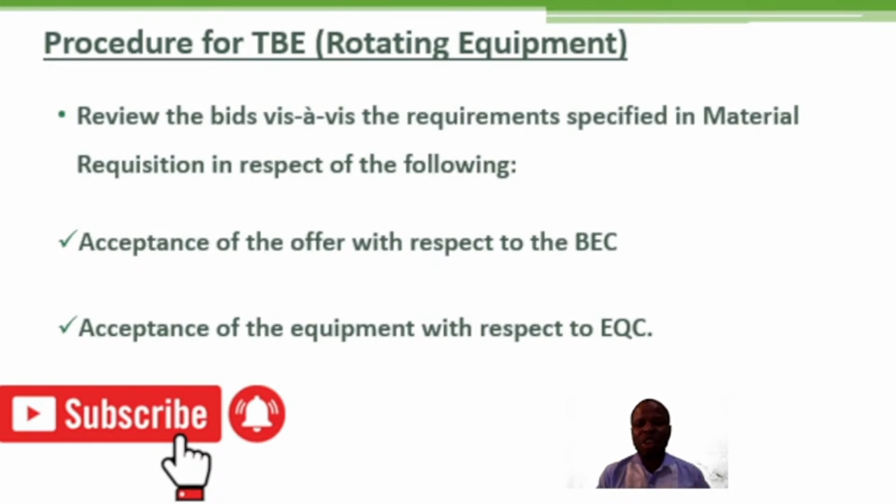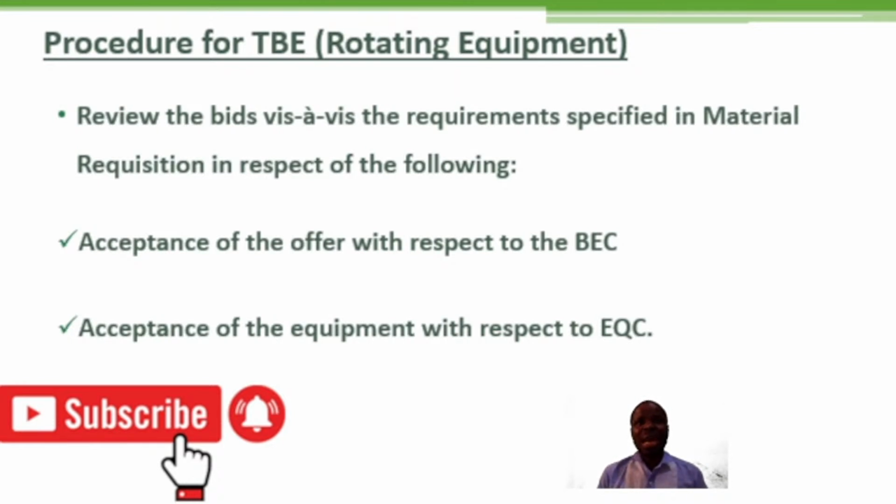As the job engineer, if you are responsible for carrying out technical bid evaluation, the very first thing you have to do is that after receiving several vendors' offers, you have to check the completeness of the bids. That is very, very important. You have to check the completeness of the bids submitted by the respective vendors, with respect to the data or with respect to the drawing requirements as specified in your material requisition.